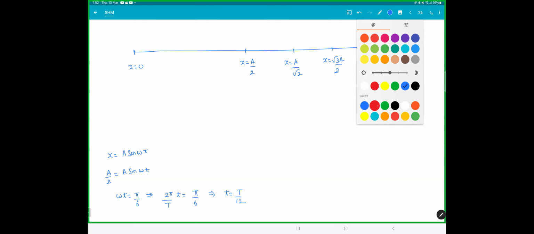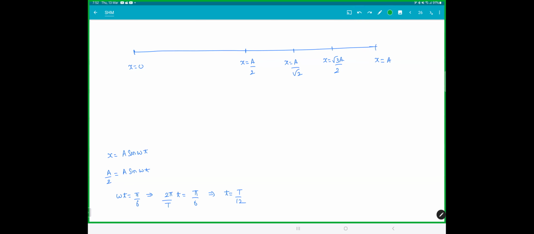Tell me one thing. What is a by 2? 30 degrees. So if 360 degrees takes time T, 30 degrees will take how much time? T by 12, right? Is that making sense? That's what I'm saying. Don't look at the particle on the line. Look at the particle on the circle. Things will become easy for you. A by 2 means 30 degrees. If 360 degrees takes time T, 30 degrees will take T by 12. So to go from here to here, it will take T by 12.